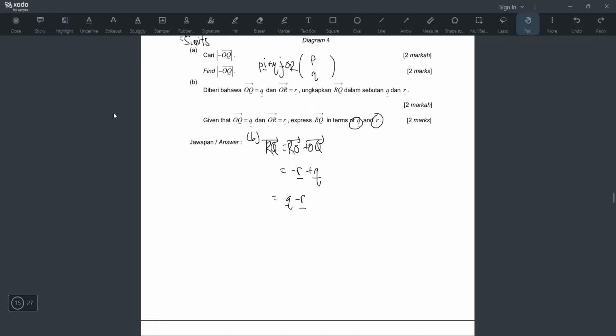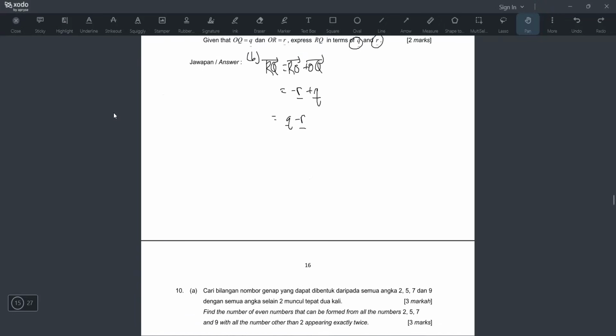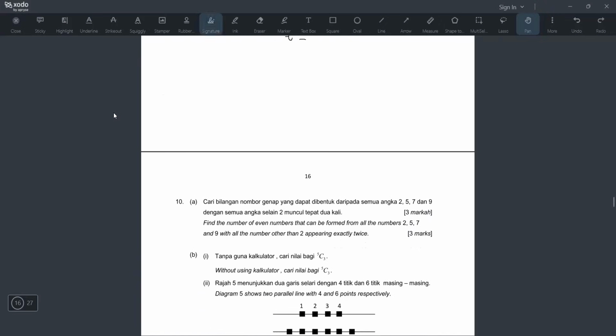Okay, let's continue with question number 10. Okay, I think number 10, I will do the working up here, right? Okay, let's go. Number 10A. Find the number of even numbers. Even numbers means numbers that can be divided by 2. So number of even numbers that can be formed from all the numbers 2, 5, 7, and 9 with all the number other than 2 appearing exactly twice.